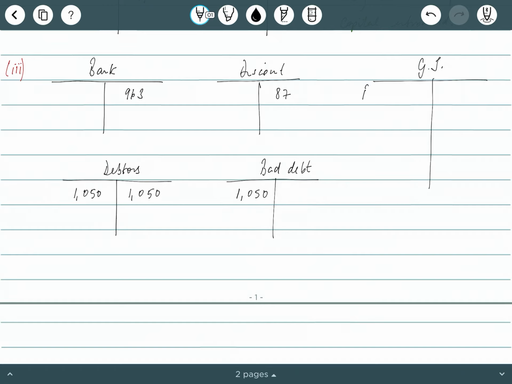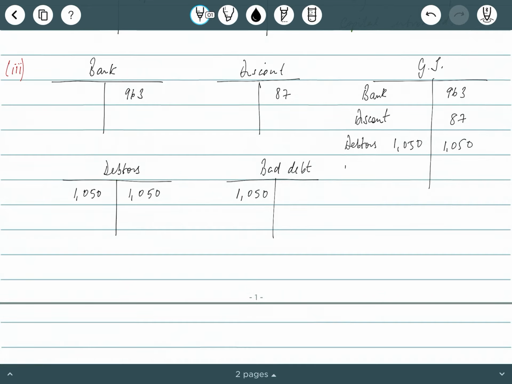Okay, so we have bank, and bank was a 963 credit entry. We had discount, which was also an 87 credit entry. Then we had two entries here for debtors. Okay, they do cancel each other out, but you will get marks for this.